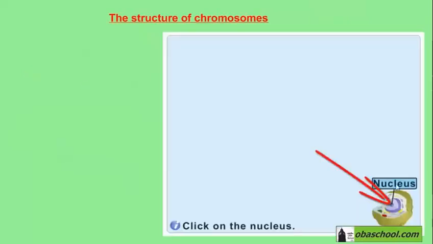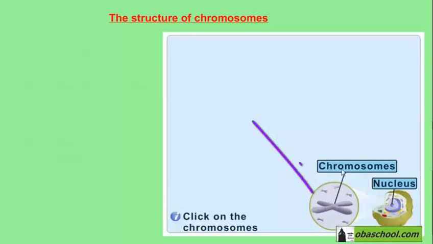The structure of chromosomes. The nucleus is where we find the chromosomes in the cell. The chromosomes are found inside of the nucleus. This is what a chromosome looks like.